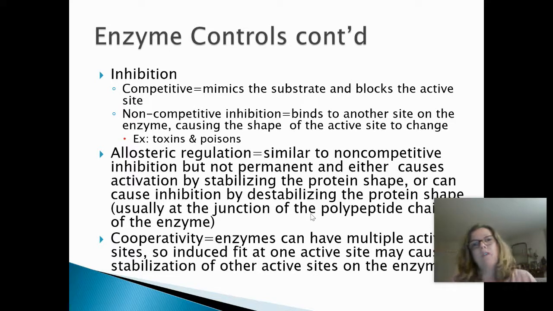You can also get allosteric activation, where you have an enzyme that's kind of got a wonky shape, and then the activator binds to this other site on the other side, and it automatically changes the shape of the enzyme. So now the enzyme's active site is exactly what it should be. So allosteric regulation can be inhibitive, but it's usually temporarily inhibitive. And then it can also be a situation where it's activating.